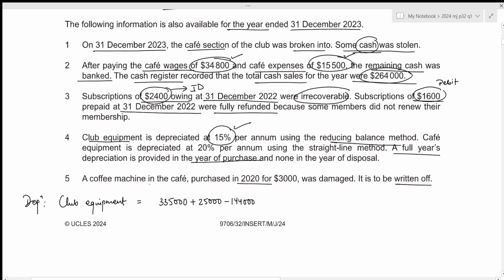And the rate given was 15%. So we just multiply this by 15%. And this gives the depreciation for the year on club equipment to have the value of 32,400.